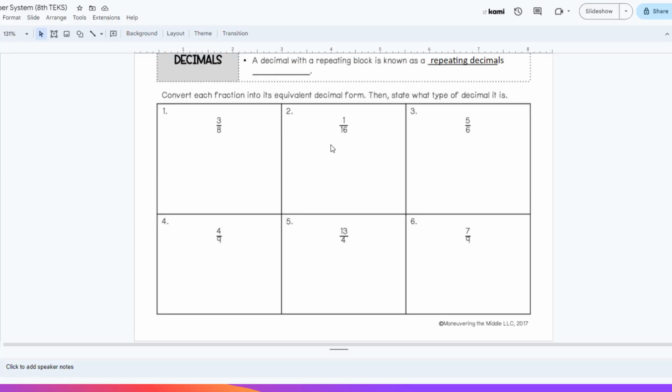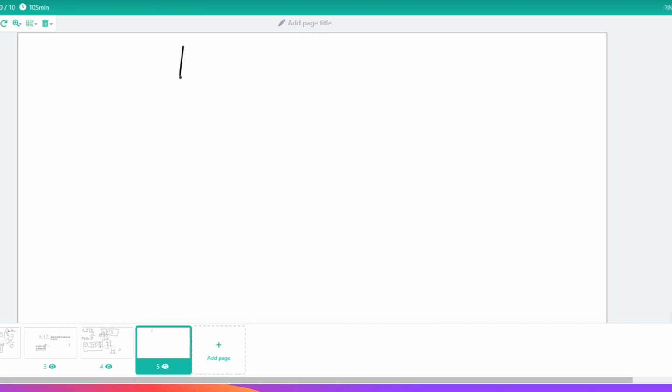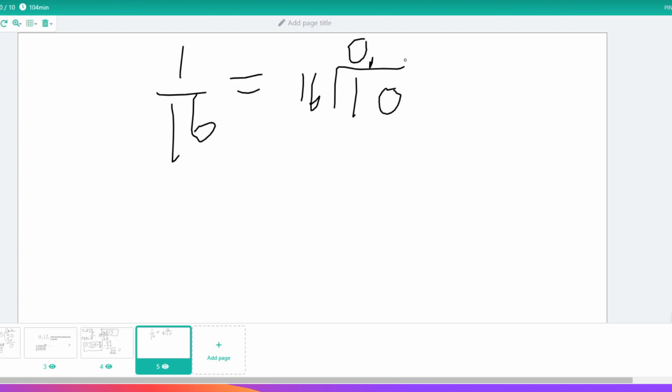Let's look at the next one. 1 out of 16. Well, we're going to use a similar methodology here. So 1 divided by 16. Set up our fraction. Remember, 1 is on the inside, 16 is on the outside. And then we're going to say, oh, 16 doesn't go into 1. 16 also doesn't go into 10, so we're going to keep on going. But 16 does go into 100.